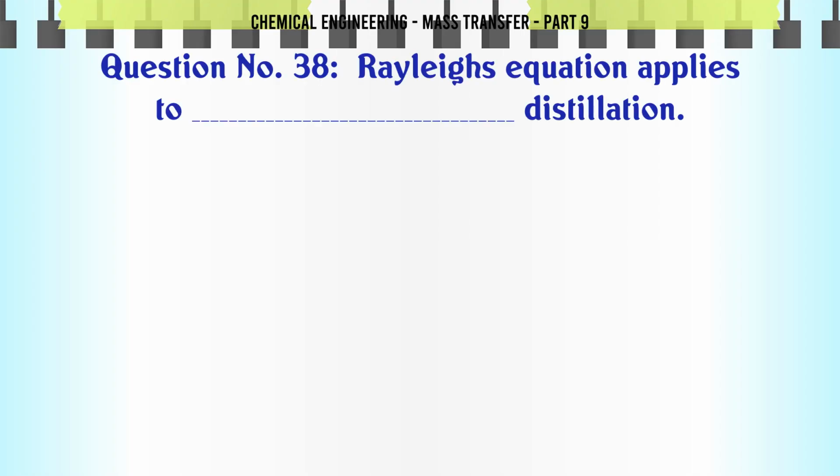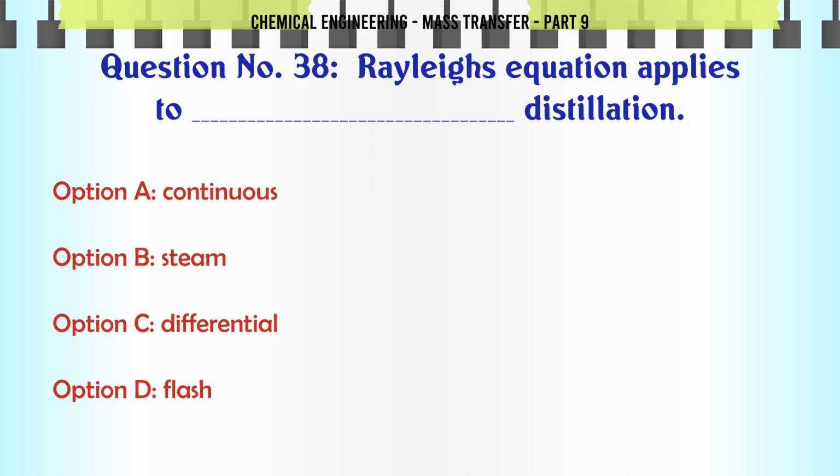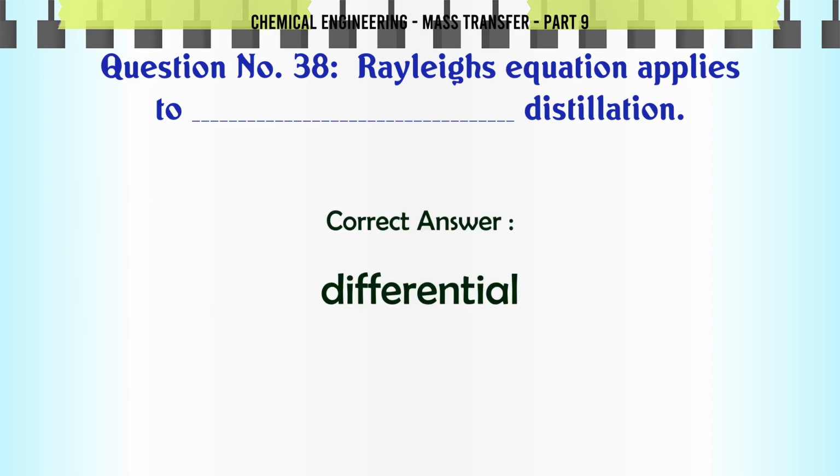Raleigh's equation applies to distillation. A. Continuous, B. Steam, C. Differential, D. Flash. The correct answer is differential.